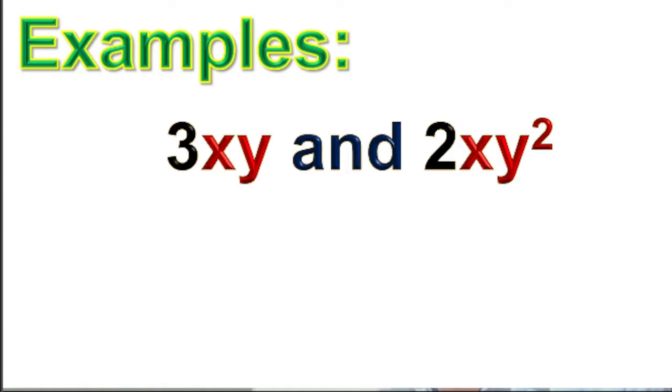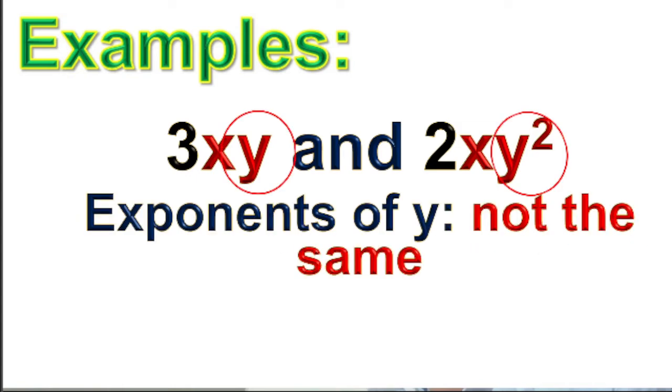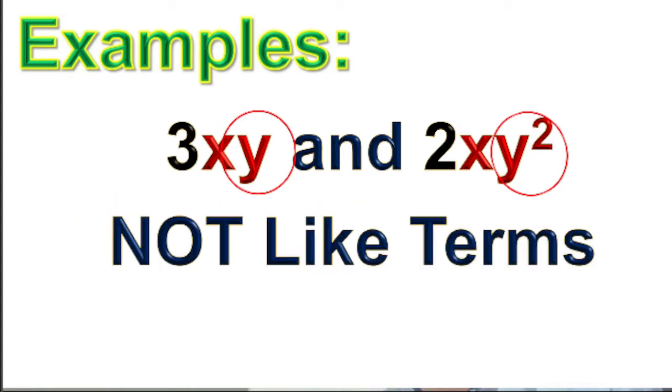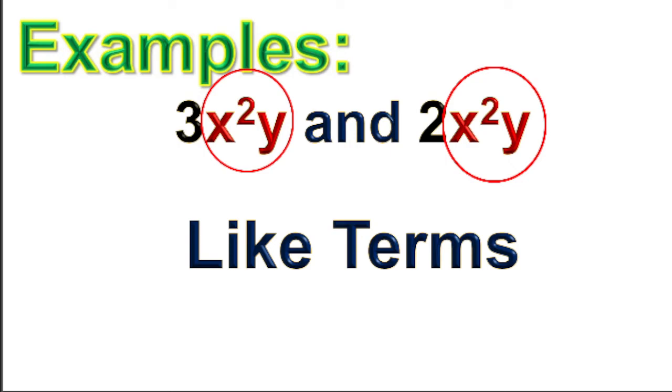Take a look at this example. 3xy and 2xy squared. These terms have the same variables, x and y. But the exponents of the y variable are not the same, therefore they are not like terms. Another example, 3x squared y and 2x squared y. These terms have the same variable with the same exponent. Therefore, these terms are like terms.